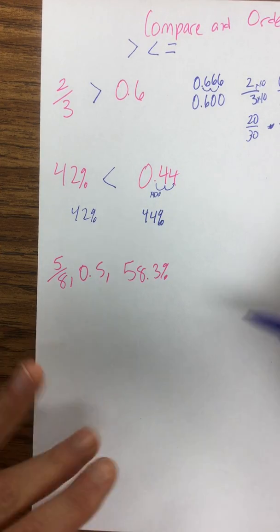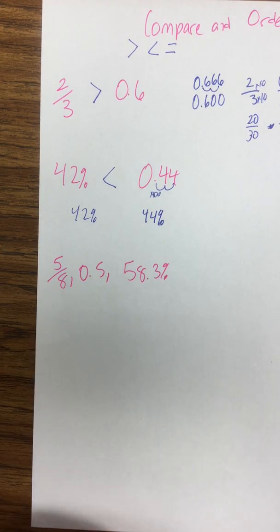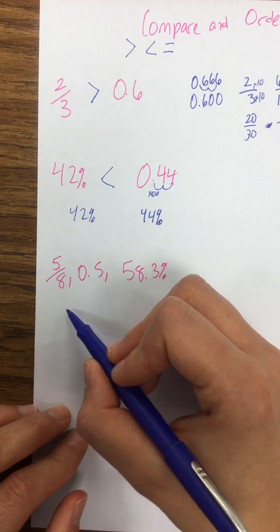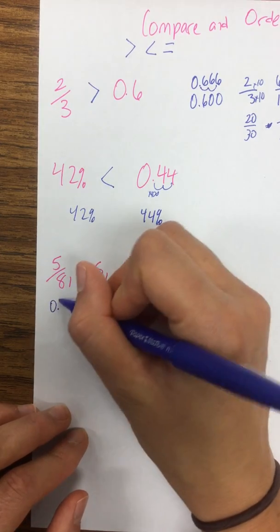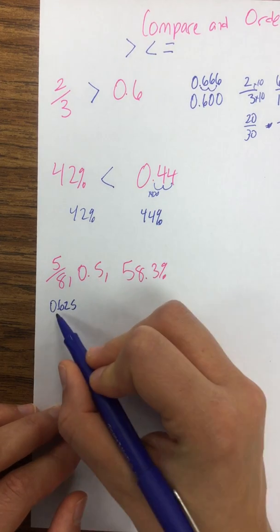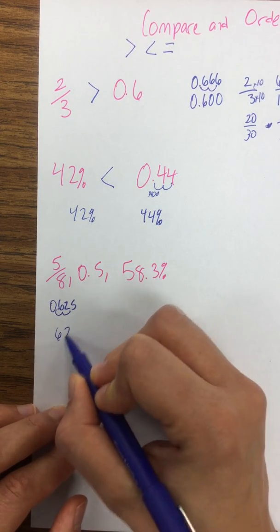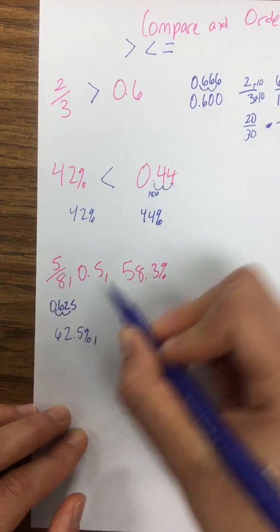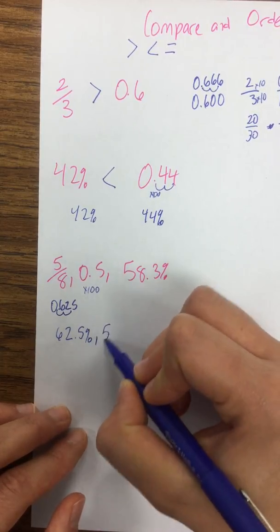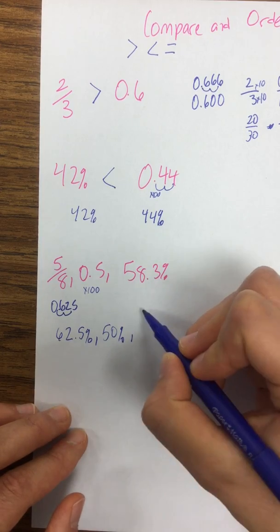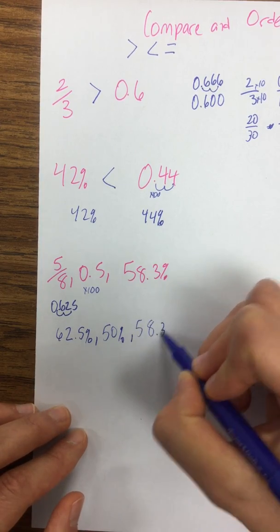We'll do the same thing when ordering them, whichever is easier for you. So I might change them all to percents this time. 5/8 as a decimal is 0.625. And as a percent, when I multiply it by 100, 62.5%. When I multiply 5/10 by 100, I get 50%. And this is already a percent at 58.3%.